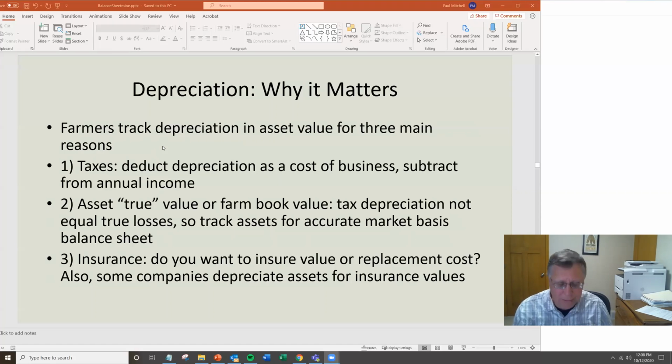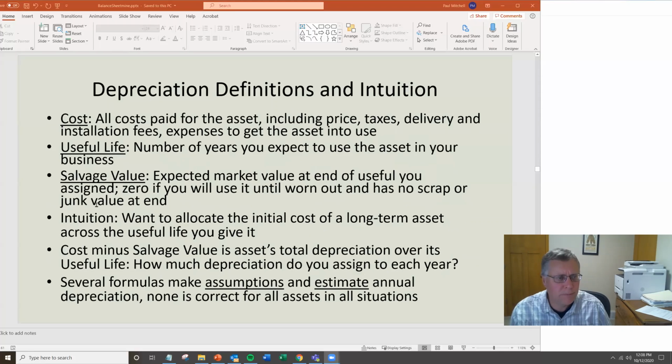And you might want to keep track of those differences. If you're insuring it, how much do I need to replace it? Or if you're doing the valuation for insurance, how much is it actually worth? So these are the main ways farmers might be concerned about depreciation. Most of them definitely for taxes, and then maybe the true value for their market basis balance sheet.